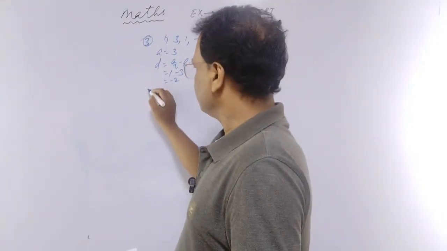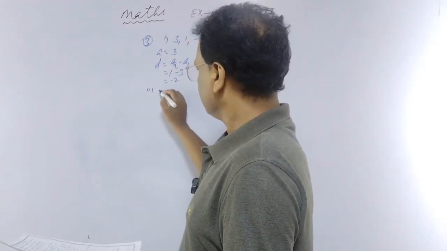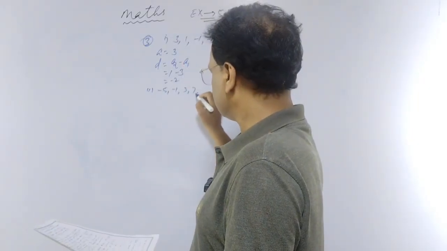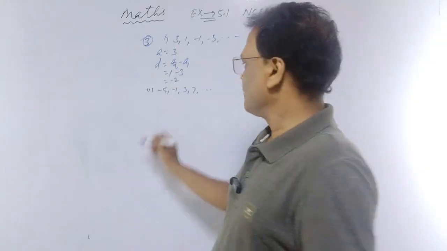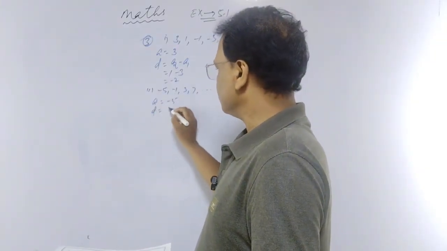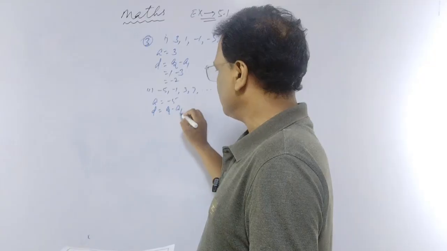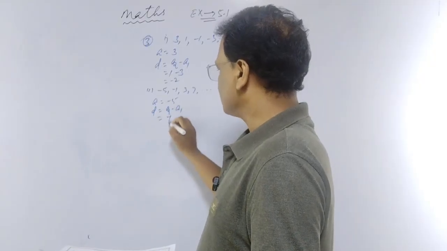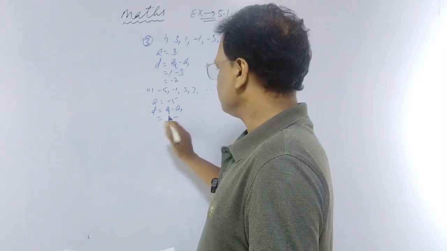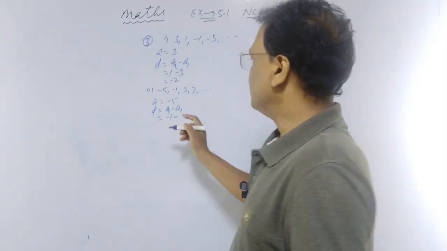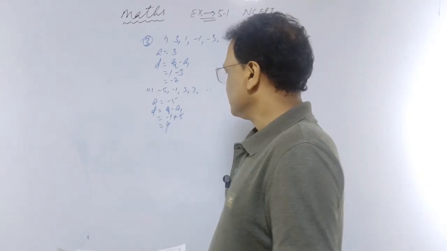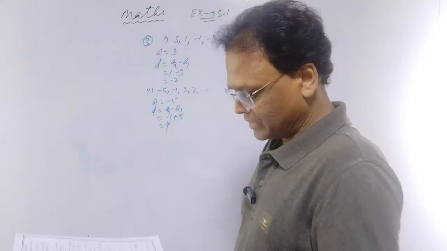Second one is minus 5, minus 1, 3, 7 and so on. Tell me what is the first term? The first term is minus 5. Common difference D. The D formula is A2 minus A1. A2 is minus 1, minus A1 is minus of minus 5, which means plus. So this gives me 4. Second one over. Third one.